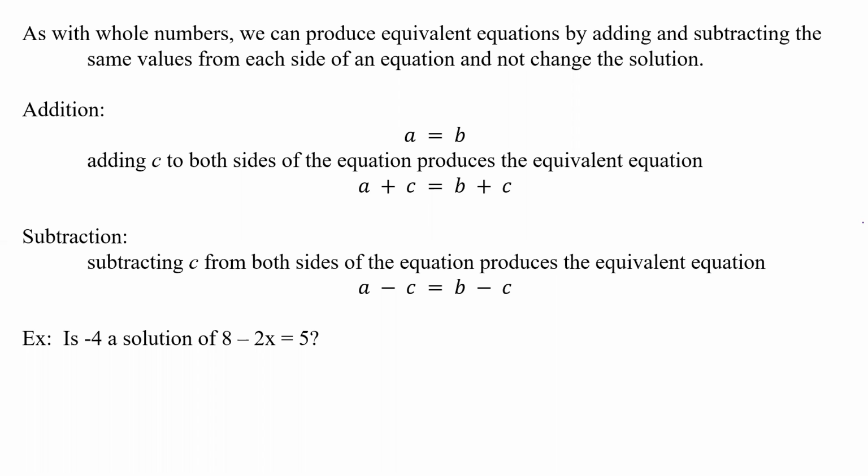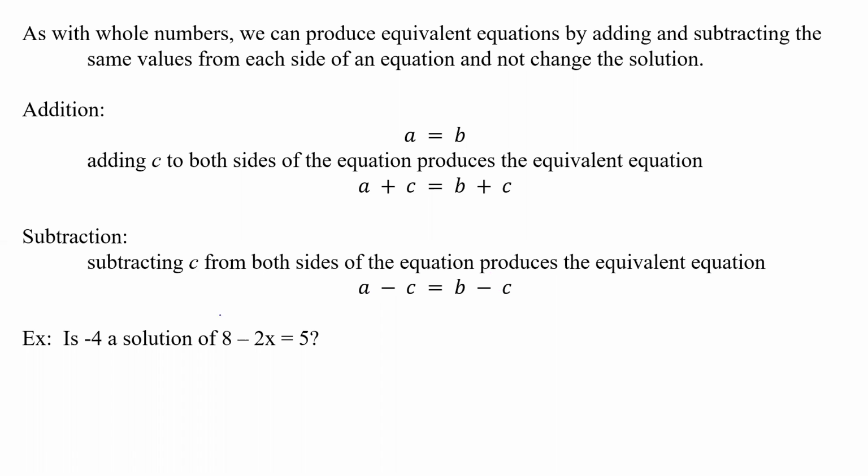So for addition, if we start out with a equals b, then we can add this c to both sides of the equation and produce the equivalent equation. So c is some integer and we can add it to both sides and it gives us an equivalent equation. Subtraction works the same way. We can subtract c from both sides and have an equivalent equation as well.